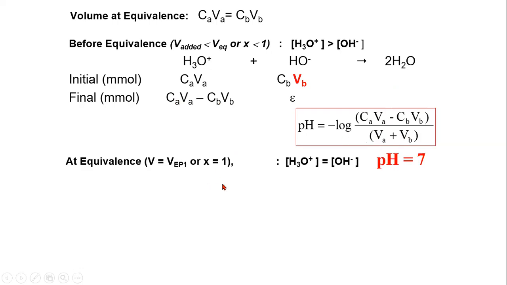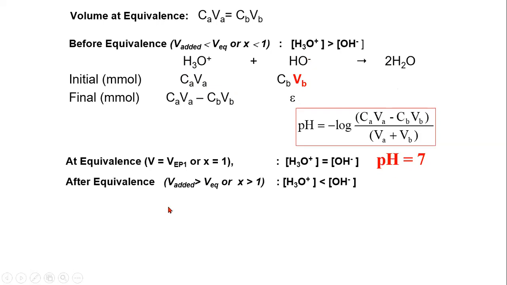Now, at the equivalence point, of course, I don't really have to write an equation because CAVA equals CBVB, and therefore the H3O plus and OH minus are in equal amounts. So both tend to epsilon, or 0. I only get water, so my pH is 7.